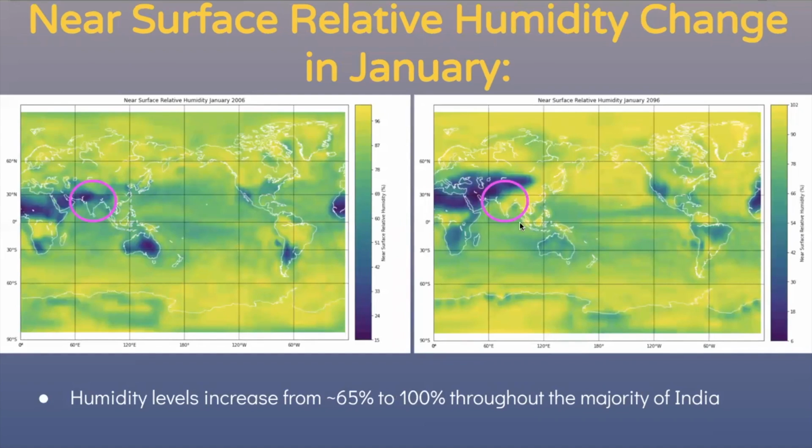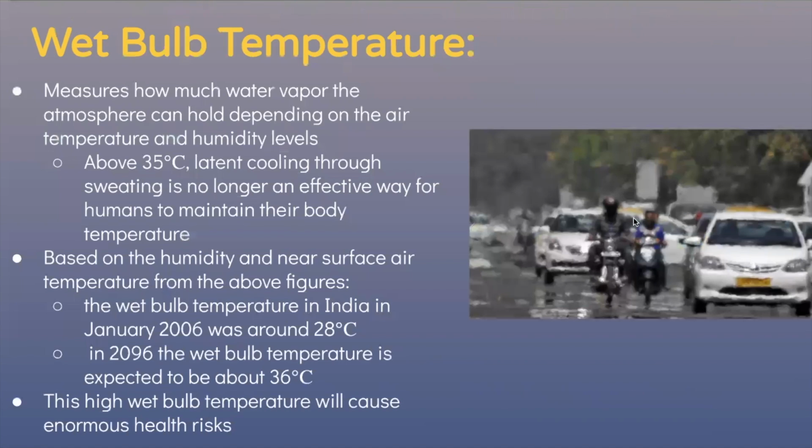Humidity levels are expected to increase from 65% to 100% throughout the majority of India in January. As you can see, particularly the East Coast is expected to have extreme humidity levels. The wet bulb temperature measures the quantity of water vapor the atmosphere can hold, and it depends on the air temperature and humidity levels of an area. And it also has very big health implications for humans.